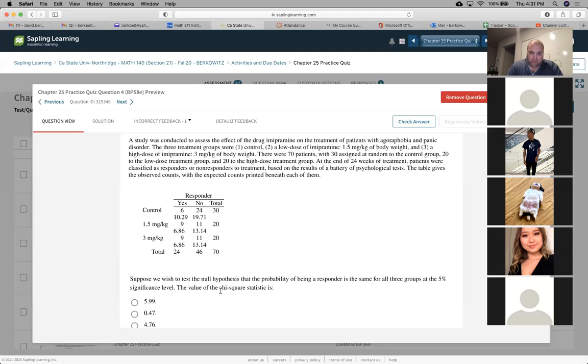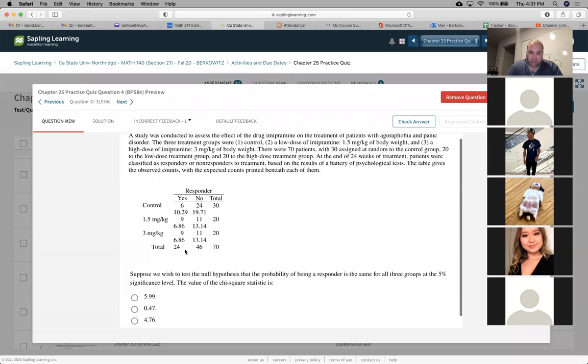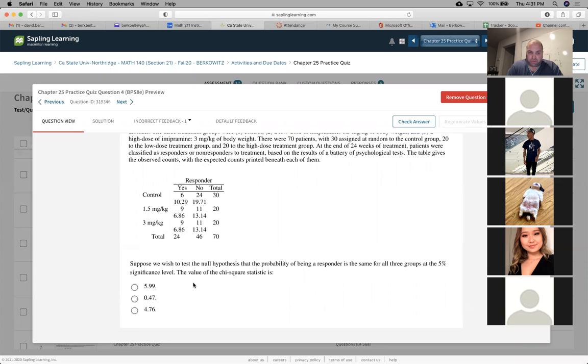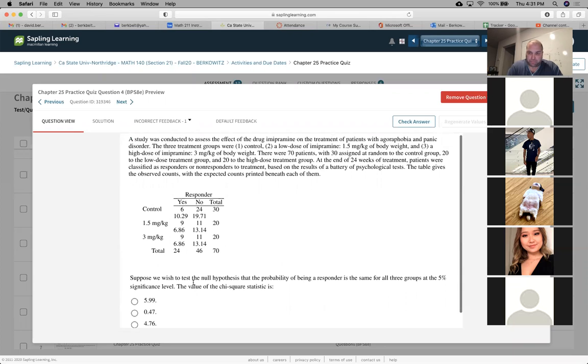Suppose we wish to test the null hypothesis that the probability of being a responder is the same for all groups at the 5% significance level. In other words, that it's independent, that one does not depend upon the other. It's the same. What is the value of the chi-squared statistic? Well, what's the formula for the value of the chi-squared statistic?